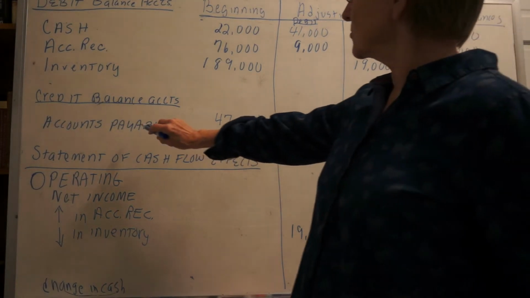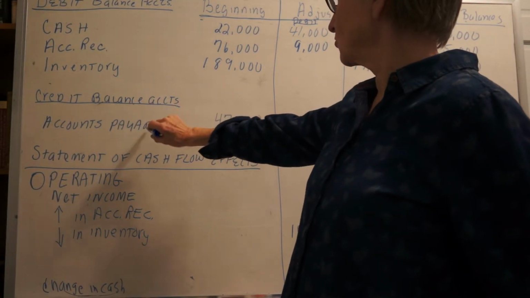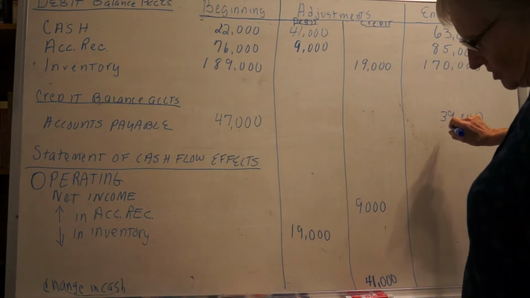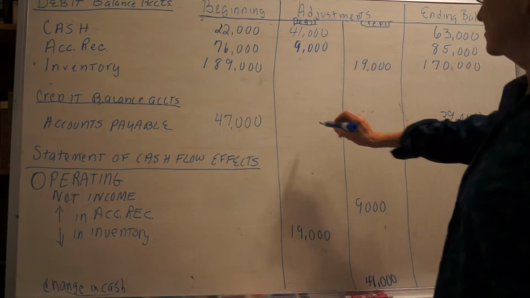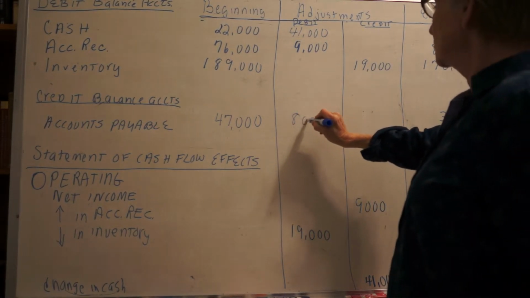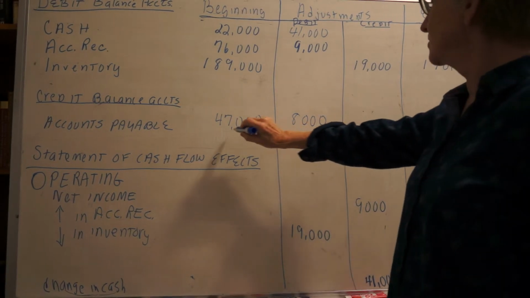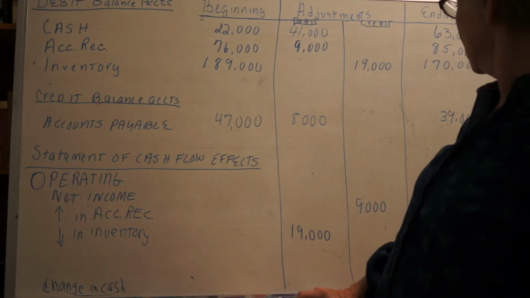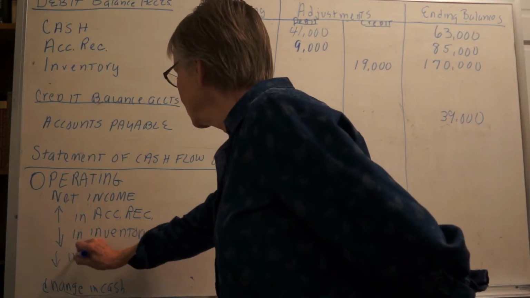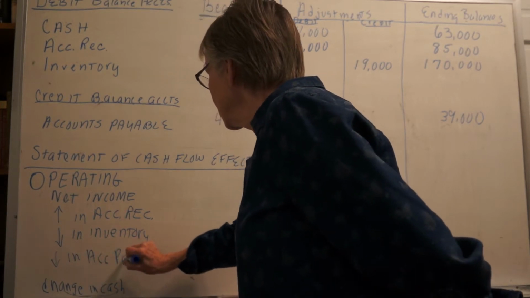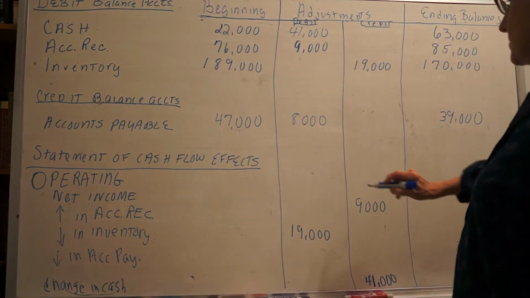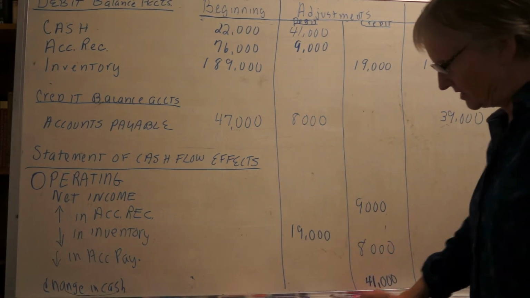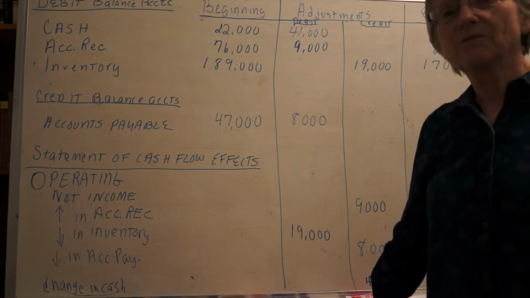Okay, so then your other current account is your accounts payable. Now this is a credit balance account. It went from 47 to 39, which means it decreased, and we know that we show a decrease in a credit balance account, so we must have had a debit of 8,000 here. 47 minus 8 gives us 39. And we just say we had a decrease in accounts payable. Okay, and we made a debit up here, and so we make a credit down here. Okay, so that takes care of all of the current accounts.